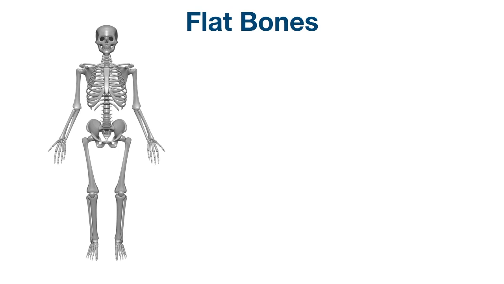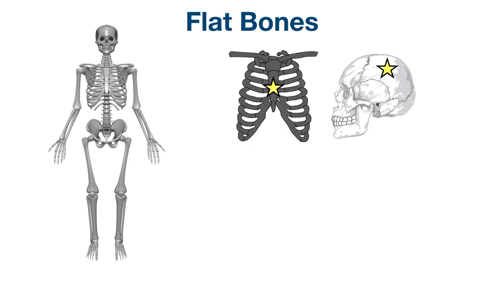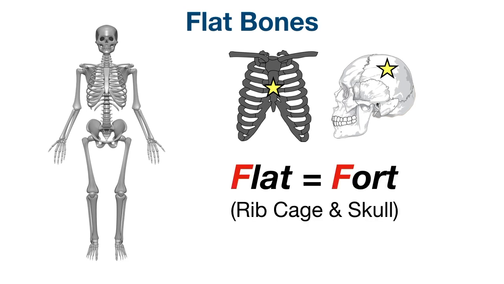Next, we have the flat bones. The flat bones get their name for being thin and broad, and they're found where protection of organs is necessary. The trick for flat bones is to use the letter F to remember the word fort. Forts help protect things, and that's exactly what the flat bones do.